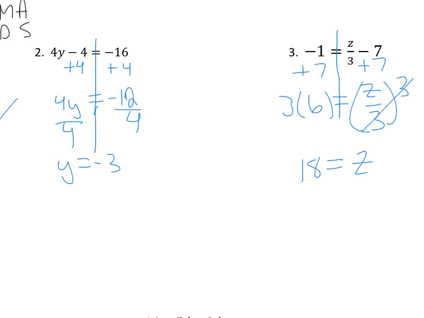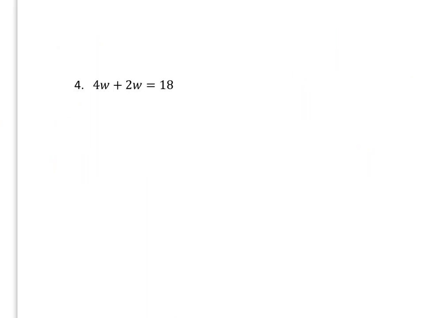So let's take a look at some more examples here. Now see, this one's two steps in a different way. Because see how we have w and w, but they're on the same side? So that just means do the math. 4 plus 2, 6. So step 1 was to add the like terms. Then divide by 6. W equals 3.